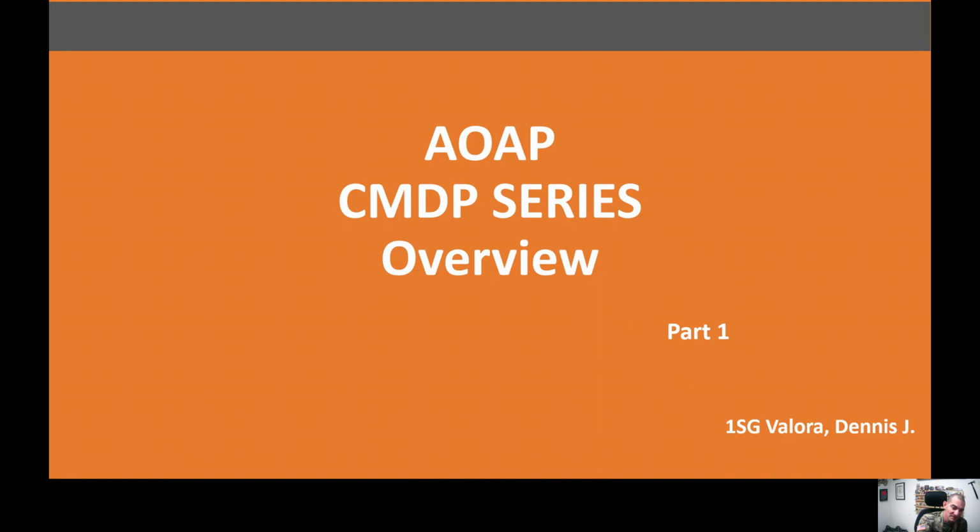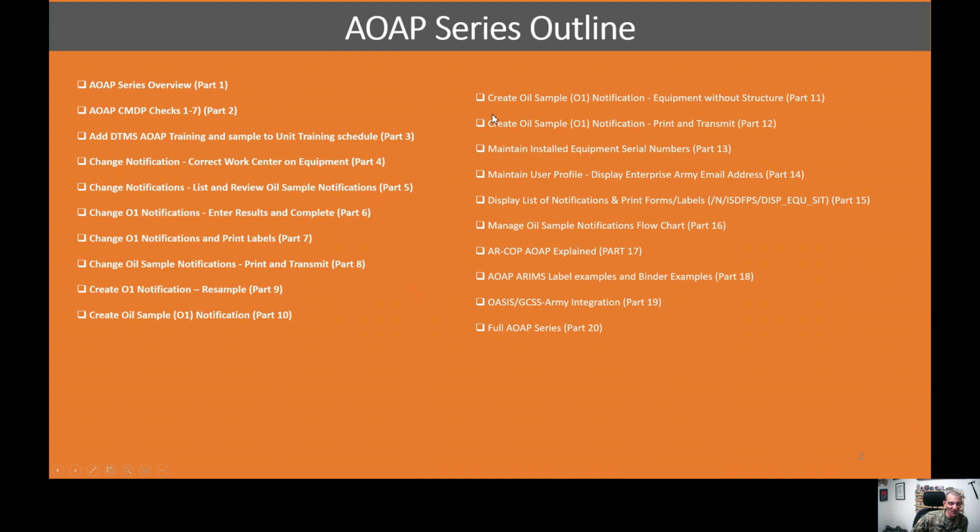So the Army Oil Analysis Program, right? Like I said, this is basically just going to be a brief overview. In this series, we're going to cover the CMDP checks 1 through 7. We're going to talk about adding AOAP training and sampling to your unit training calendars through DTMS, and changing notifications for work centers' oil samples. We're going to talk about how to create oil samples.